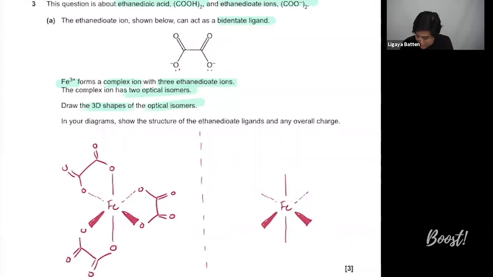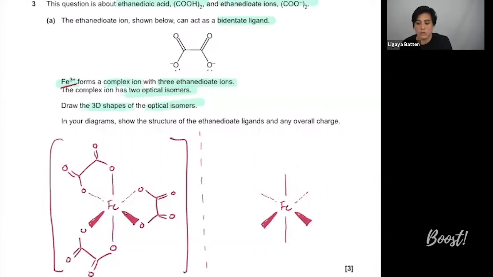Okay, and now we're just making sure to do the overall charge. Now we've got Fe3+, and then we have 3 2- ions. So we've got 3+ and 6-, which gives us 3- overall. The overall charge is 3-. That's going to be the same for the other one as well, but I will wait until we put the ligands on before I draw that.